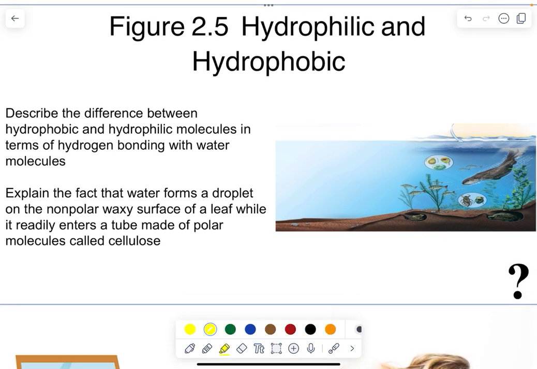So go ahead and take a moment to talk about this and discuss this with yourself. Describe the difference between hydrophobic and hydrophilic in terms of hydrogen bonding, and explain the fact that water forms droplets on the nonpolar waxy surface of a leaf while it readily enters the polar substances. What is it about this term that causes water to bead up?